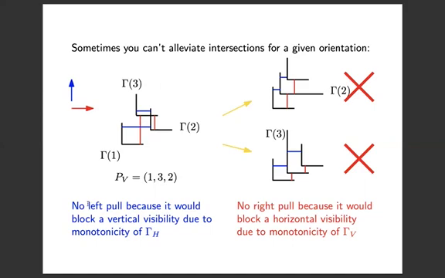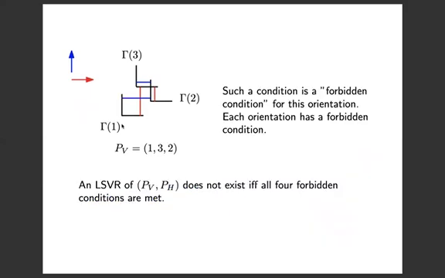And here we note that we can't pull left because it would block this vertical visibility, and this vertical visibility is in place because of the monotonicity of the horizontal bar. Because the horizontal bar is below, that's why we can't pull it back. So we can't uncross because of conditions on the underlying bars, because of the monotonicity. And so for this monotonicity, we're going to call such a condition a forbidden condition. And each orientation has a forbidden condition that we can codify.